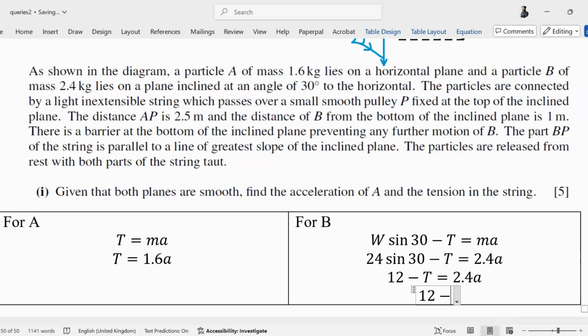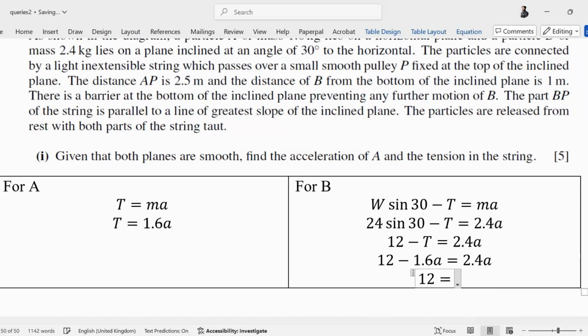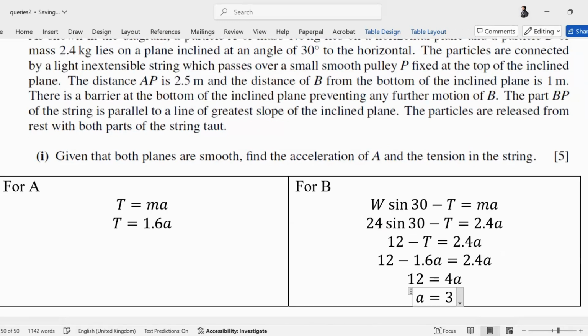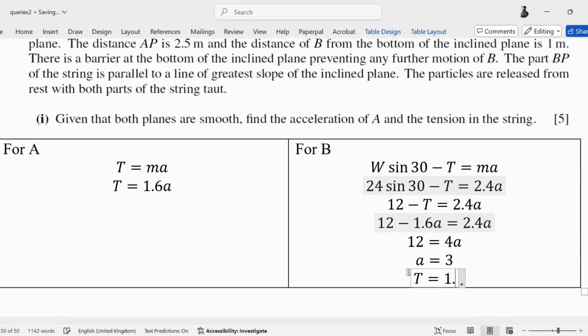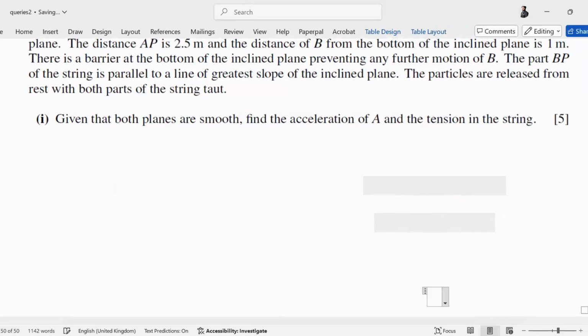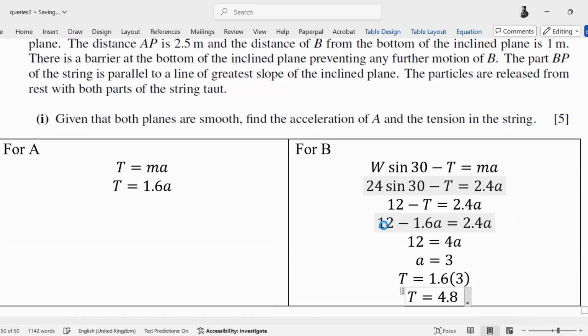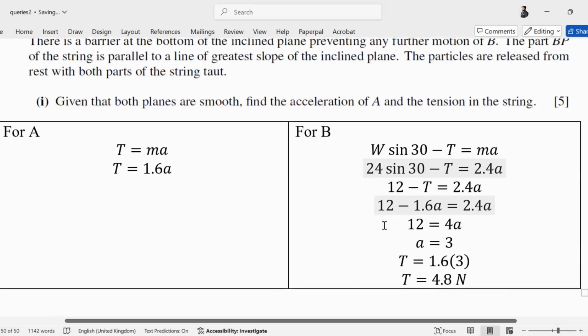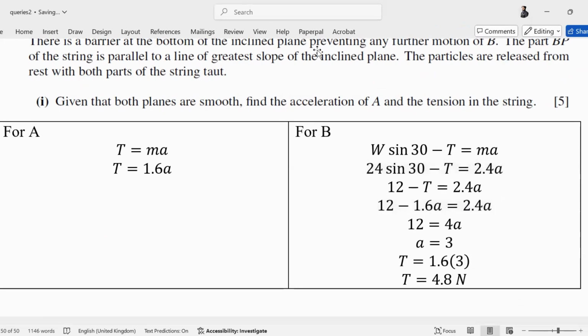12 minus 1.6A is 2.4A. 12 is equal to 4A. A is 3. Tension is 1.6 times 3. So tension is 4.8 newtons. This is where we'll end up with the first part.